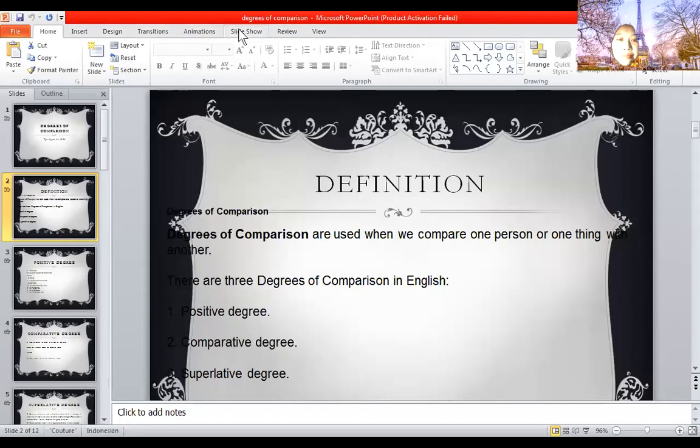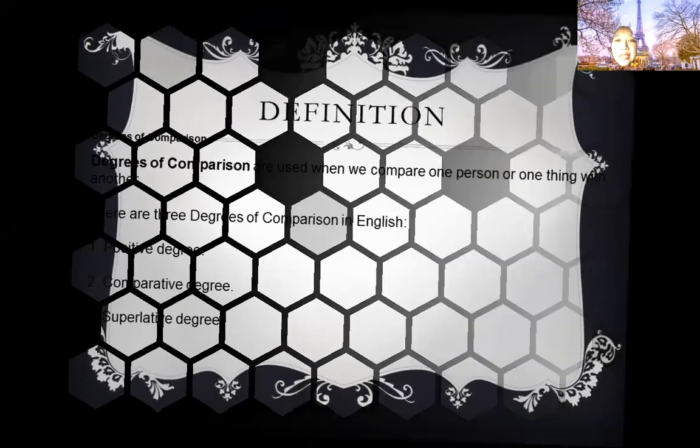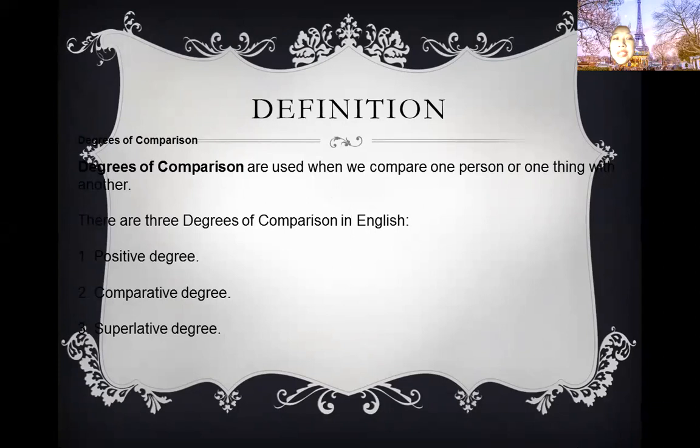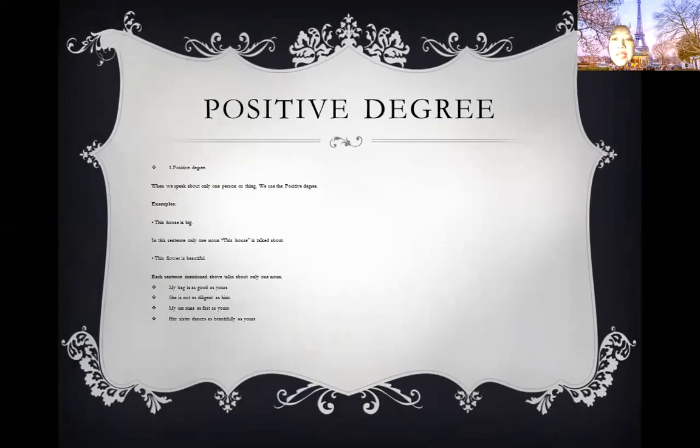Okay, everyone. I'm sure that all of you still remember about degrees of comparison and you've learned about this. Let's review for a while. Definition. Degrees of comparison are used when we compare one person or one thing with another. And there are three kinds of degrees of comparison in English. The first is positive degree, the second is comparative degree, and the last is superlative degree. Do you remember how many kinds of degrees of comparison? There are three: positive, comparative, and superlative.